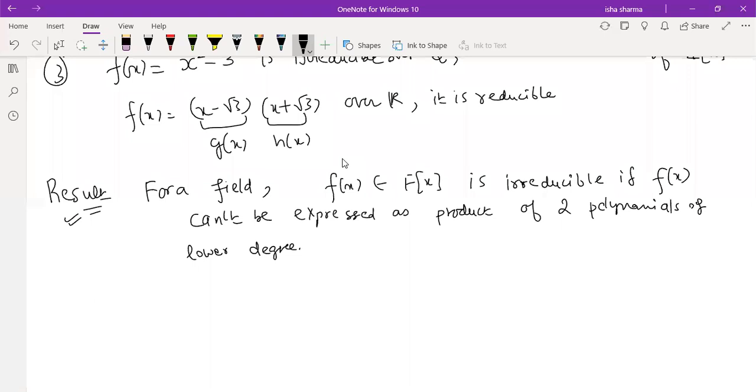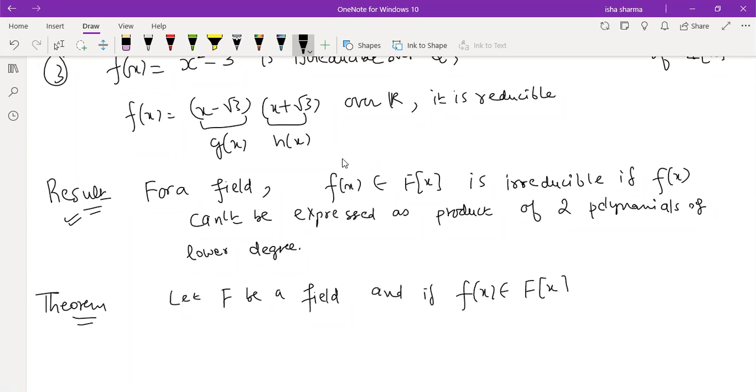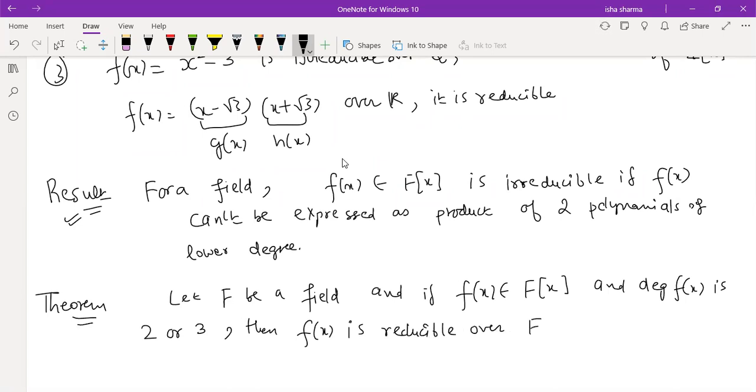Okay, so let me give you the first theorem. It says: let F be a field, and if f(x) belongs to F[x] and the degree of f(x) is 2 or 3, then f(x) is reducible over F if and only if f has a 0 in the field F.